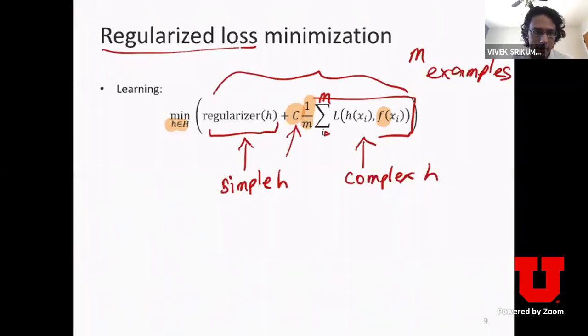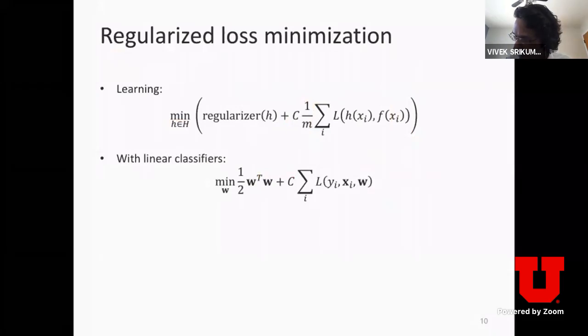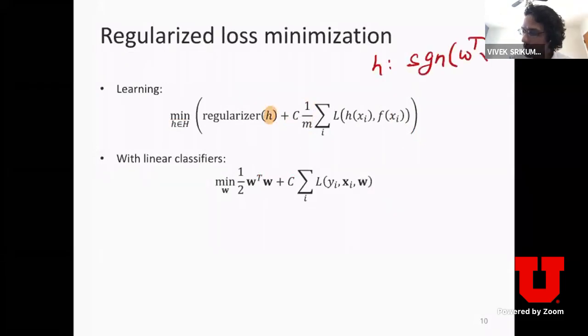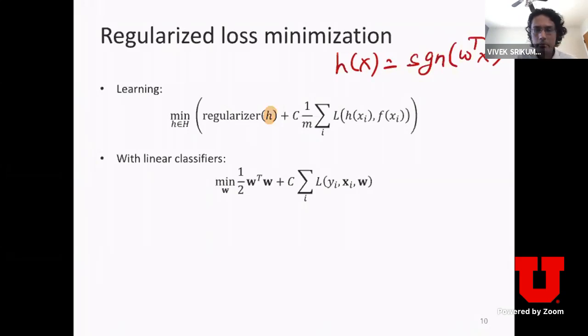With linear classifiers, this particular hypothesis is completely identified by a weight vector. So h of x is the sign of the weight times the input.